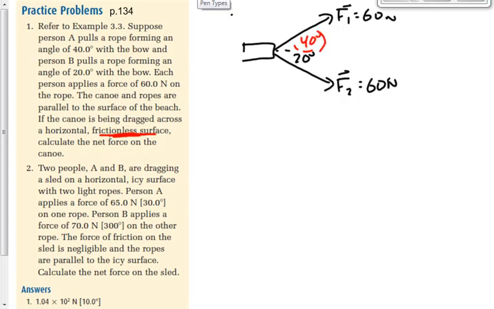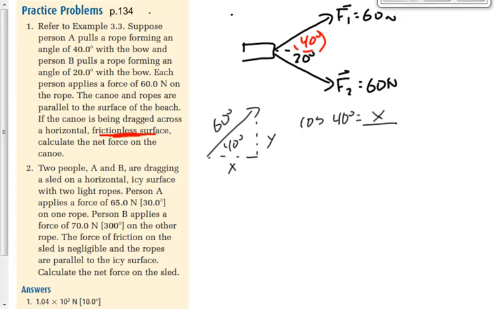All right, so what we need to do first is get the x and y components of both of those funny angles. We don't like funny angles. Let's get rid of them. Let's turn them into something that we can deal with a little bit easier. Okay, here's F1 at 60 newtons at 40 degrees. This is the x side. This is the y side. We're going to say cosine, right, Travis? Cosine 40 degrees for the x side, because it's the adjacent side, is equal to adjacent over hypotenuse.